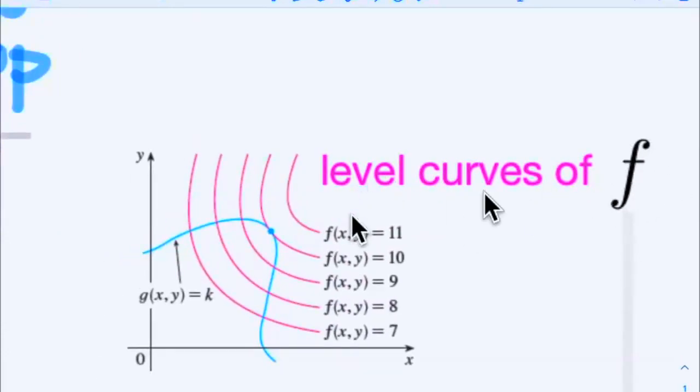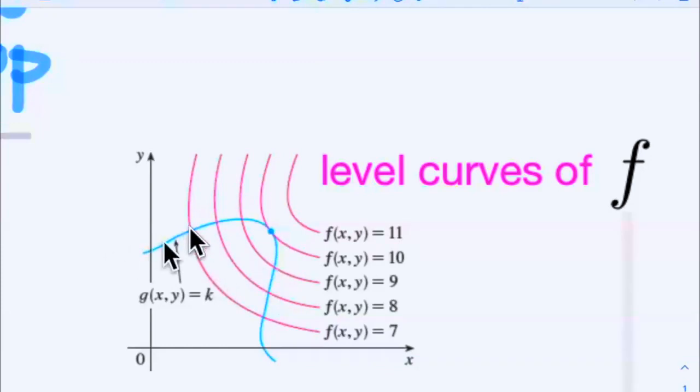Okay, and so setting the function value of f equal to different numbers, we get those level curves down on the xy plane. Okay, the pink ones are the level curves. The function value will be 7, 8, 9, 10, 11, etc. And then we have a constraint function, which is g of x y, and that has to be equal to a constant, a k that we pick.